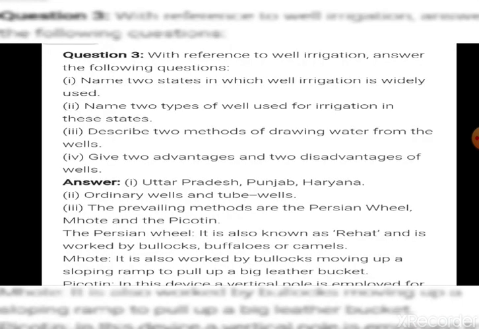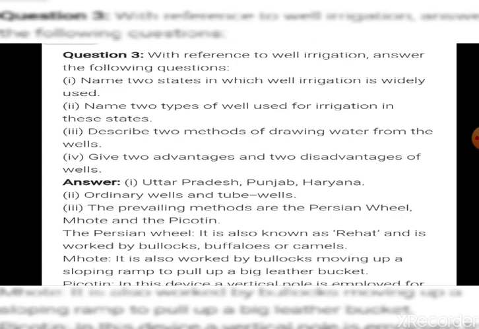Question number 3, with reference to well irrigation, answer the following questions. Generally, we will get this type of question also in the examination. I repeat the question again. With reference to well irrigation, answer the following. Number 1, name 2 states in which well irrigation is widely used. Number 2, name 2 types of wells used for irrigation in these states. Number 3, describe 2 methods of drawing water from the wells. And number 4, give 2 advantages and 2 disadvantages of wells.